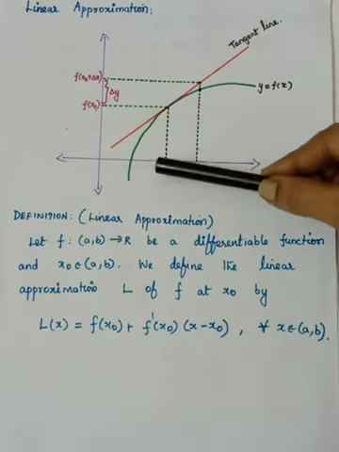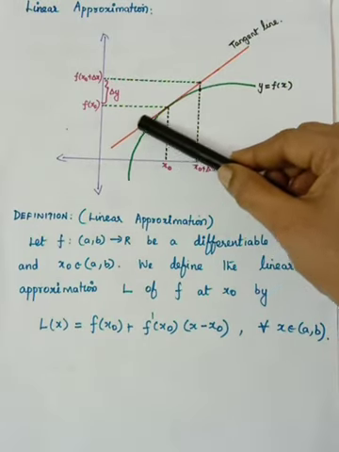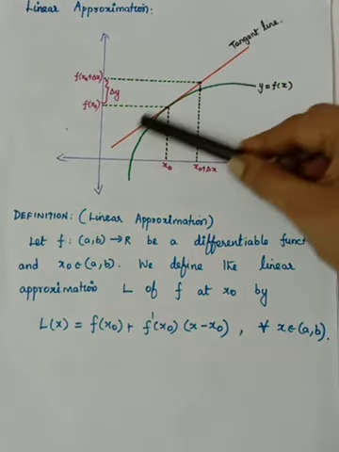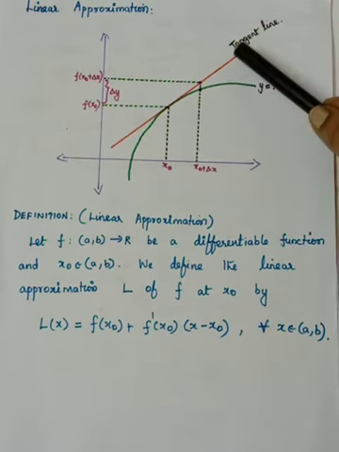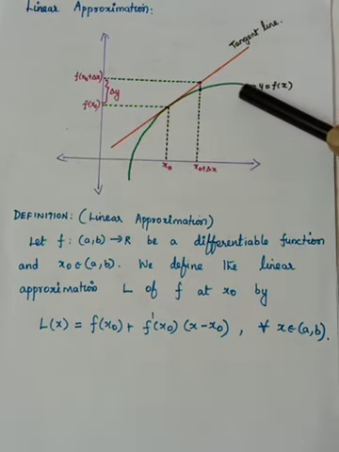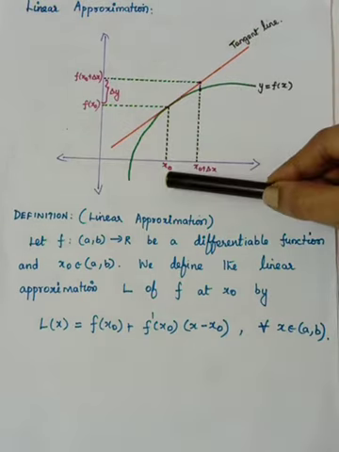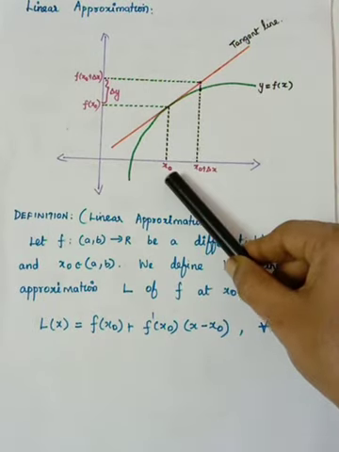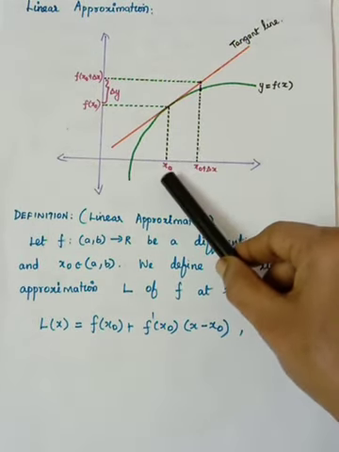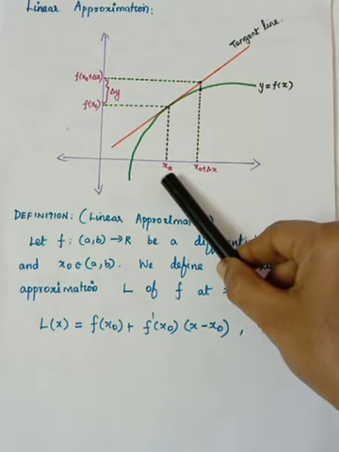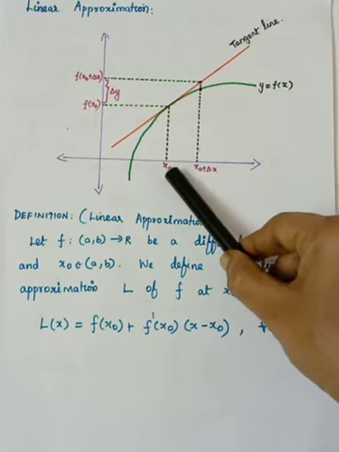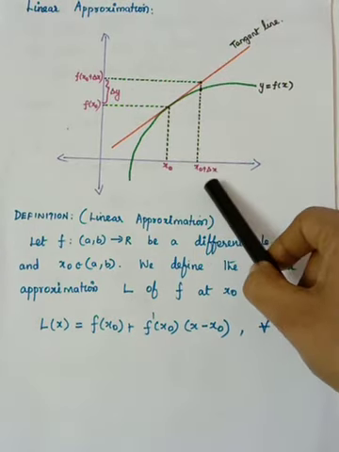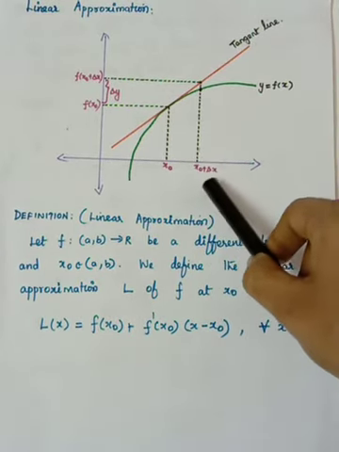At this point x naught, we have drawn a tangent line to the curve. So the red line is a tangent line to the green curve at x naught. Here I'm going to make a small change in x naught, that is, I'm adding a small value del x to x naught, so that this point is x naught plus del x.